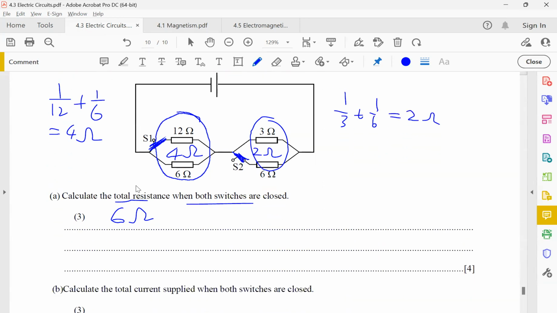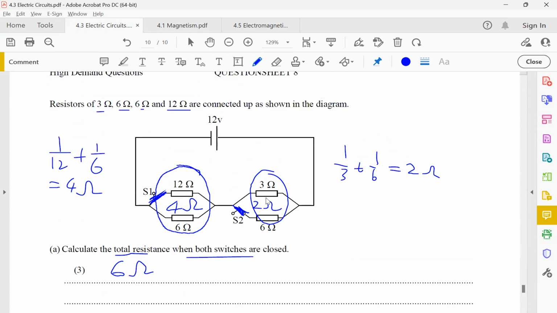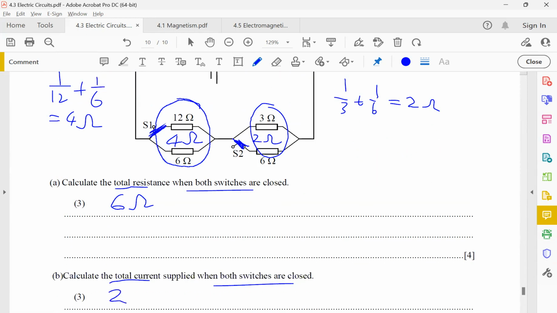Anyone got any questions for this part? Okay, good, excellent. Next, they ask you to calculate the total current when both switches are closed. Very straightforward: it's just 12 divided by 6, which is going to be 2 amperes, because it's just using Ohm's law once again. I don't want to do the calculation, I'll let you do it yourself.